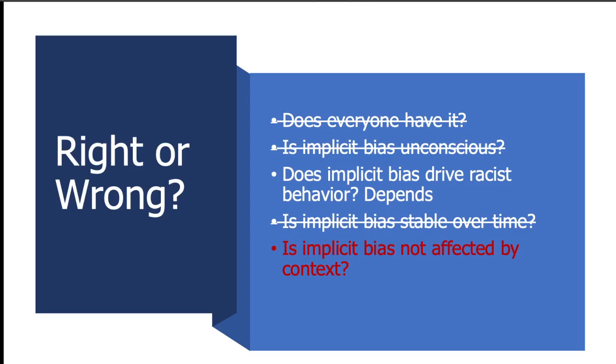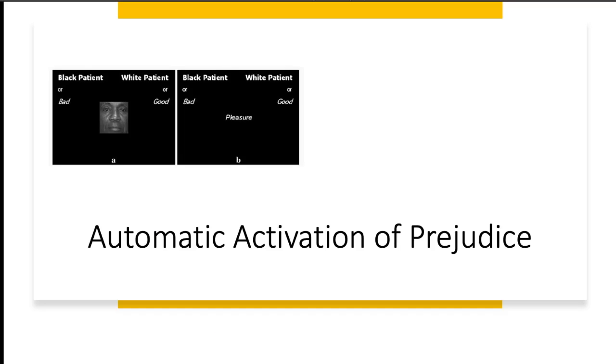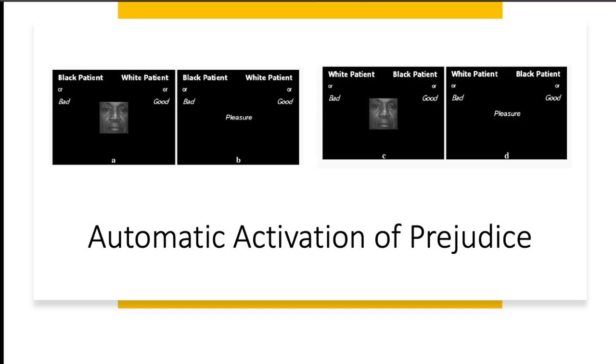So we have the next narrative that's not right. Let's talk about the last one, and then we are done. This might sound a little bit complicated: is implicit bias not affected by context? What do I mean by this? Sorry, I forgot to take off this animation.